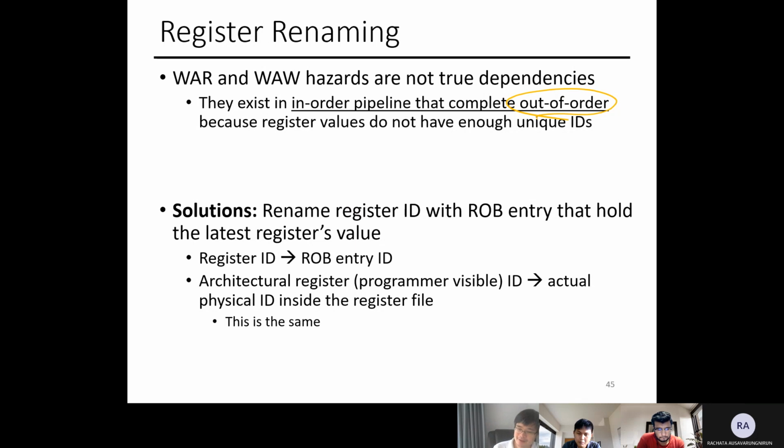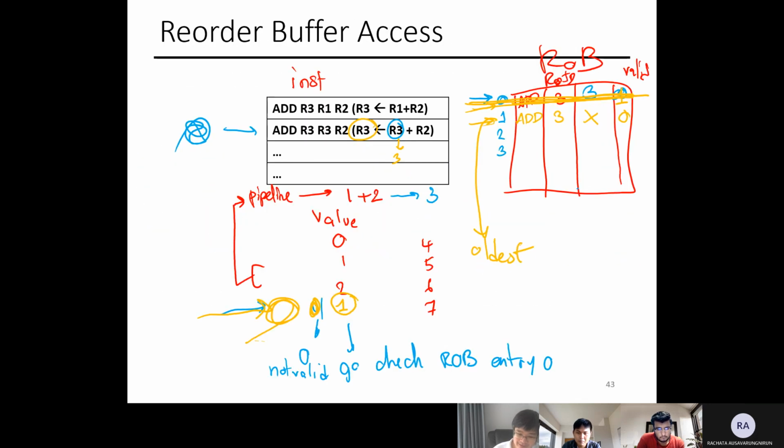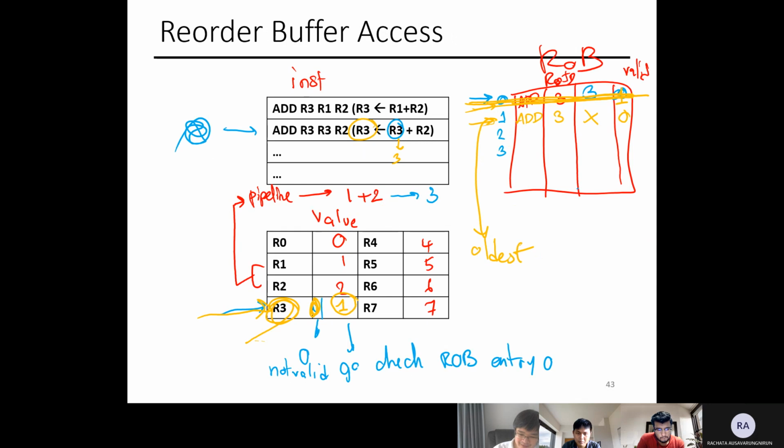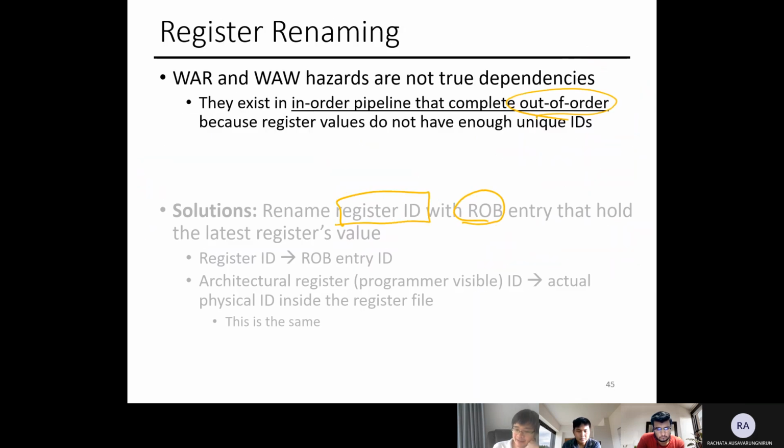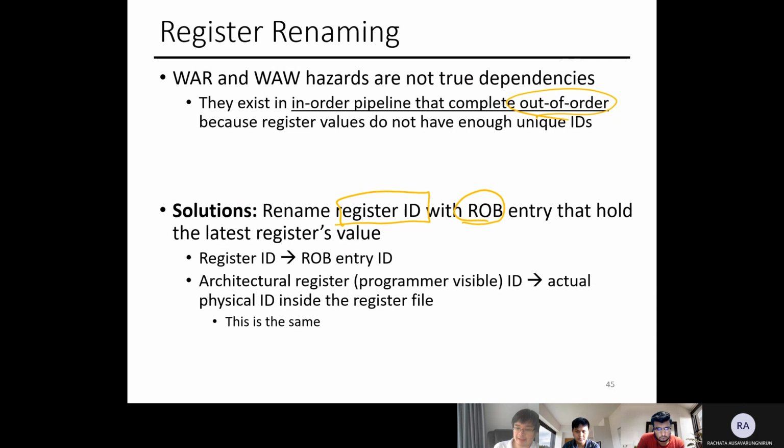This process is called register renaming. Register ID, you saw what I did, right? Earlier, when it's not valid, I put the ROB ID in there. If you go back here, this process is called renaming. I rename what should go into my physical register. I say, hey, I don't have the data, go look at the reorder buffer entry that has the most updated version of the data. That eliminates write after read and write after write through register renaming.